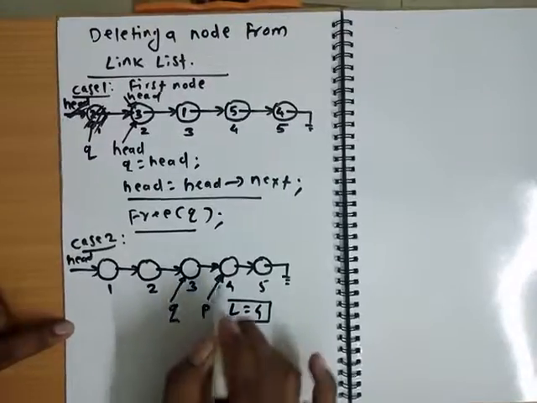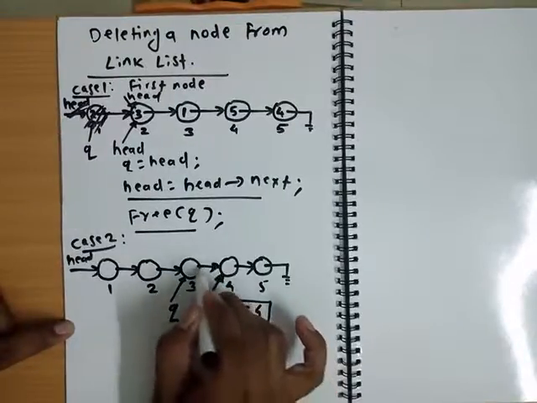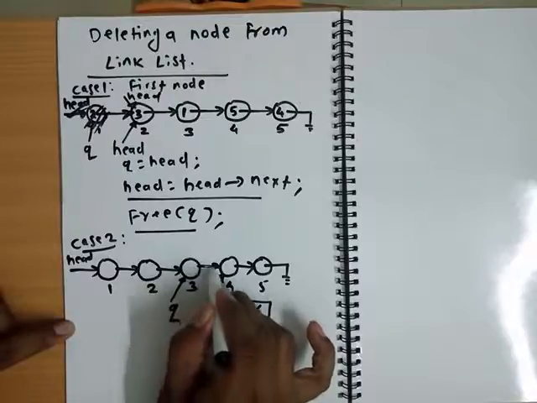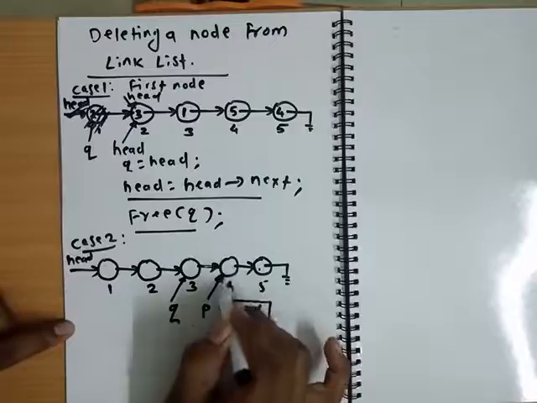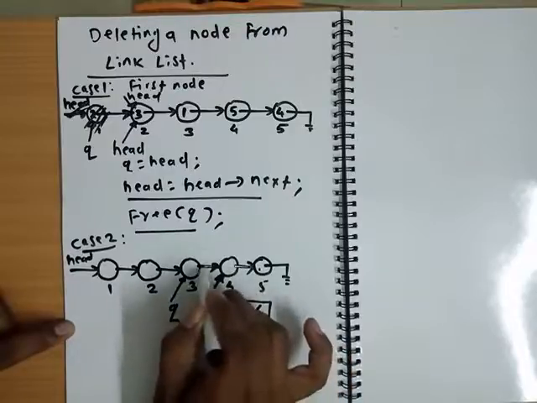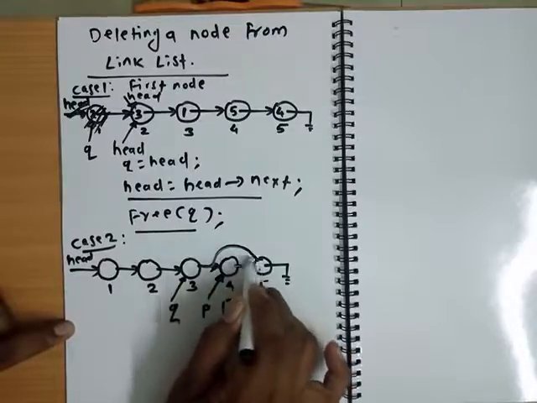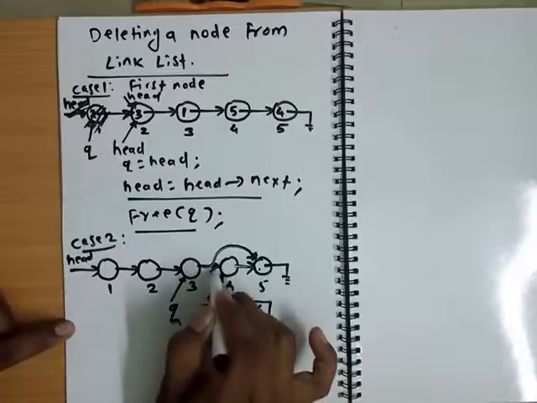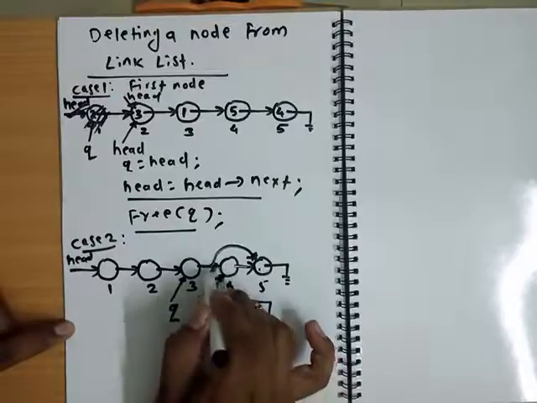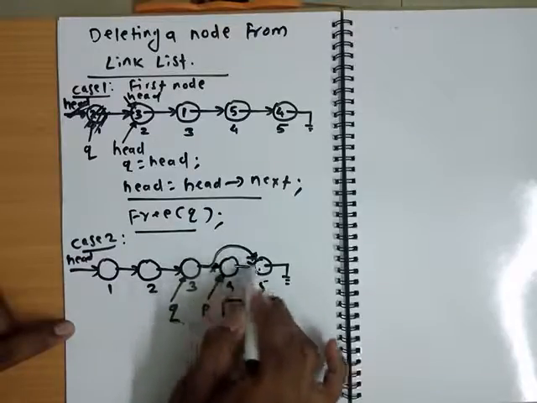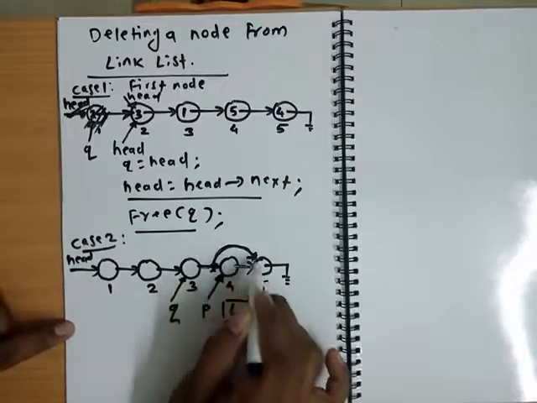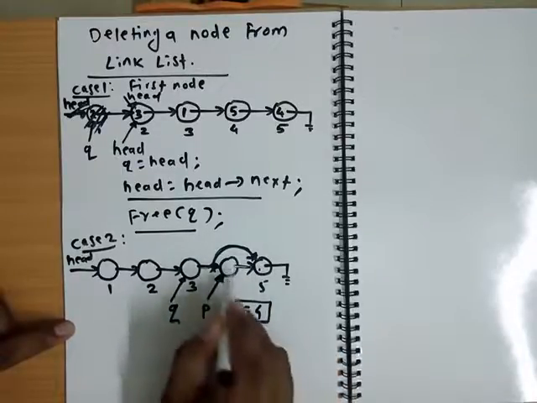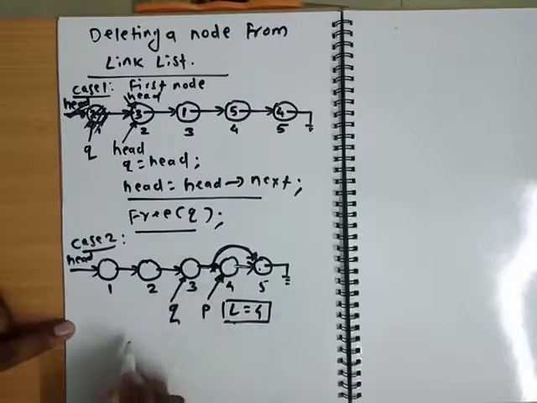What I'll simply do is make the next pointer of Q point to this node, which is being pointed by P arrow next. So I'll say Q arrow next is equal to P arrow next, so that I'll break this link and have a link between these two nodes. Now I don't have the link between these two nodes, and I'll simply say free P, right? As simple as that.